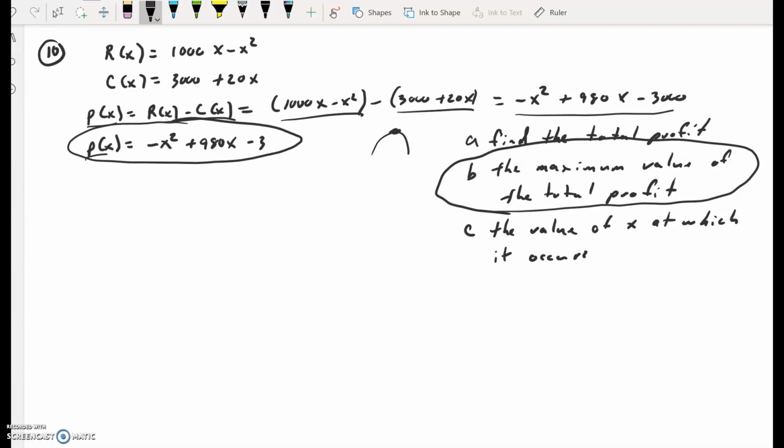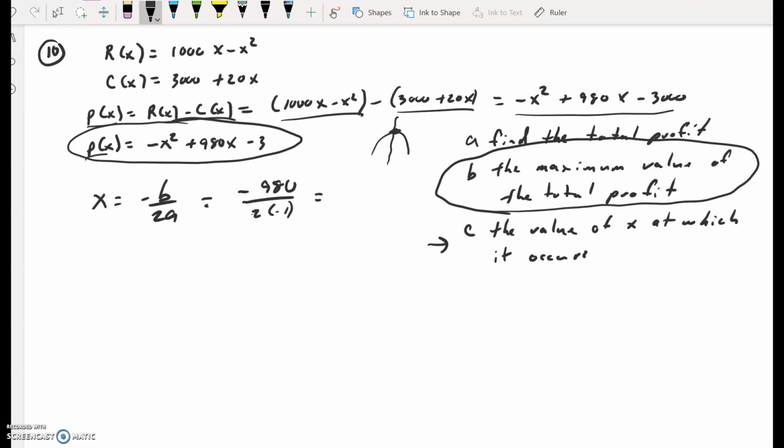And then we need to know the x that it occurs at, the x value of the vertex, which is the amount of product that we need to make in order to get that maximum amount of profit. And so we're going to find the answer to C first, because it occurs at the opposite of b over 2a. The opposite of b is -980, and 2 times a is 2 times -1.